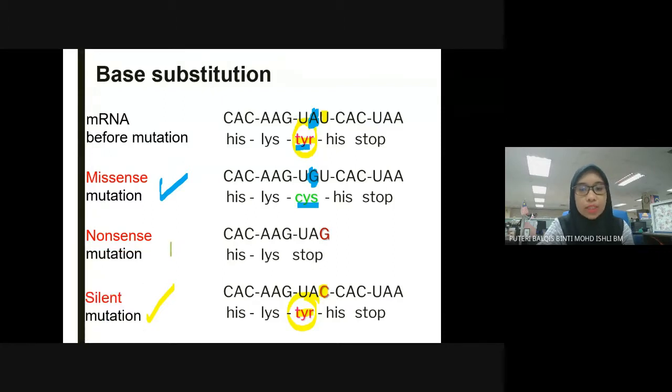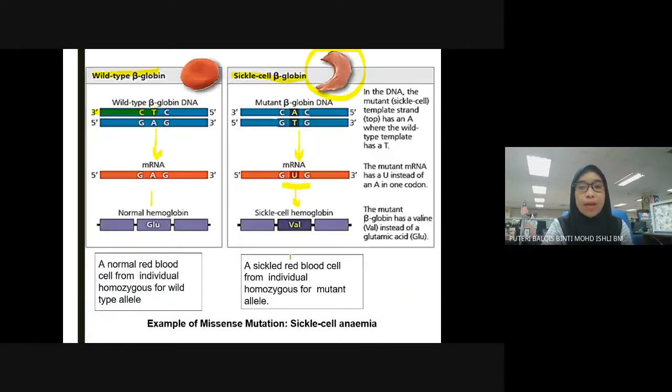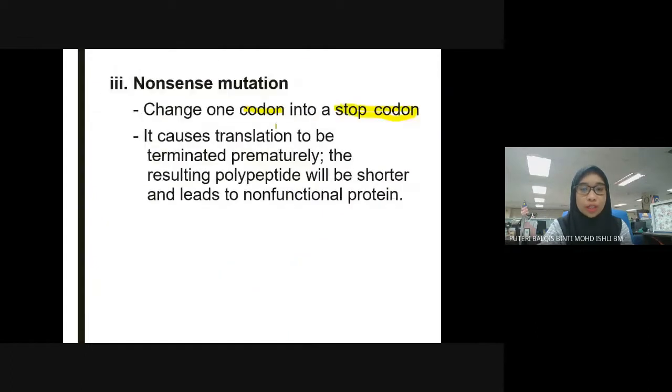Okay, nonsense mutation. So what happens is we have base U here. This base U is replaced with G. UAG is one of the stop codons. So the process of translation will stop here. So this is the only polypeptide chain yang awak akan dapat. So for nonsense mutation, it causes translation to be terminated prematurely.